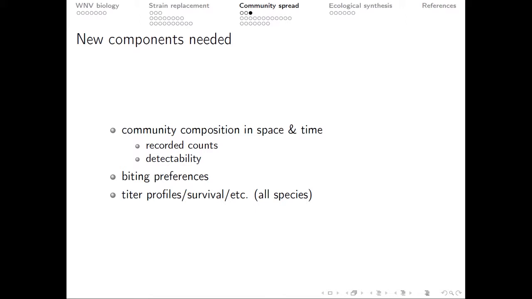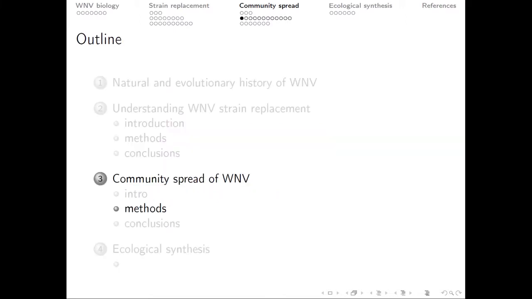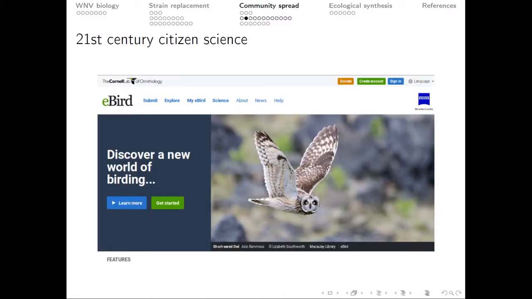This sounds very grim, but this is actually the happy ending part of this story, because we figured out ways to do all these things. So, have people heard of eBird? A few people have heard of eBird. eBird is a way to harness the obsession of amateur birders.